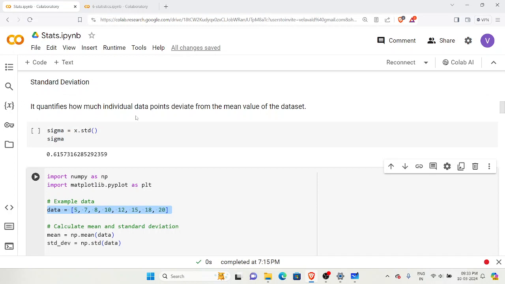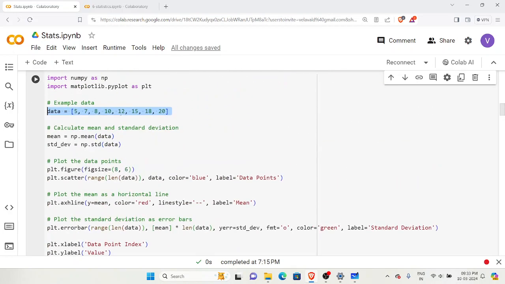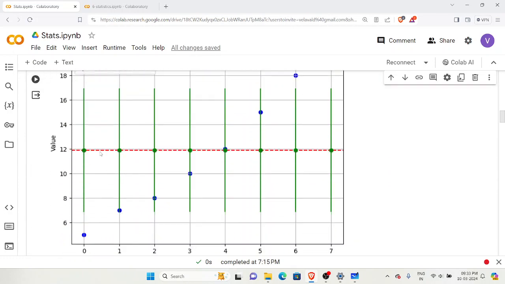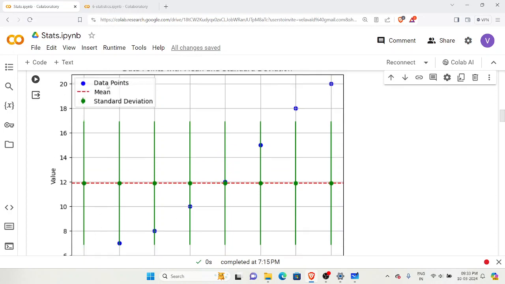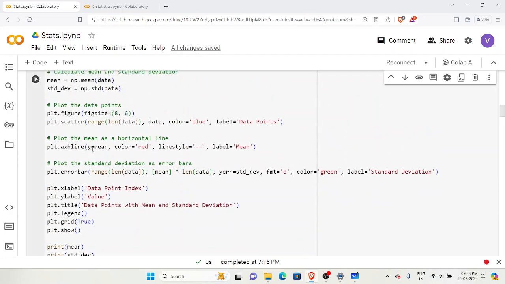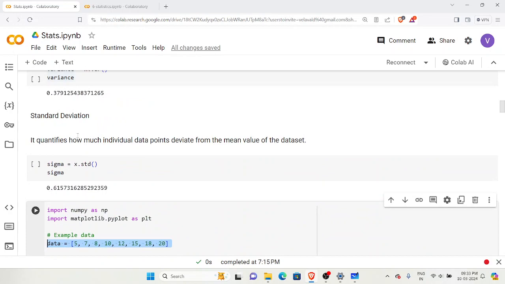So it pretty much says how much the individual data points deviate from the mean value of the data set. Okay, so let's say I have written some code here, and I created a graph. So this is the mean value of the data set. These are the data points, the black marks you're seeing. So how much these data points are deviating from this mean is what standard deviation tells us.